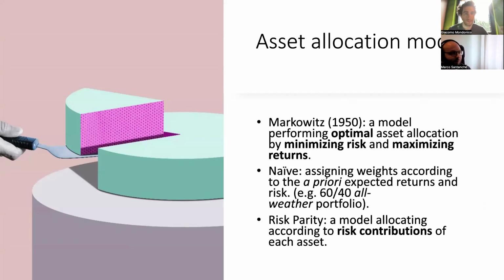There are some very famous examples of asset allocation models. In particular, the first most prominent example is the model developed by Harry Markowitz. This is a very famous optimization model, probably the first one, looking at optimizing asset allocation by either minimizing risk and achieving a target return, or maximizing return with a given target risk.